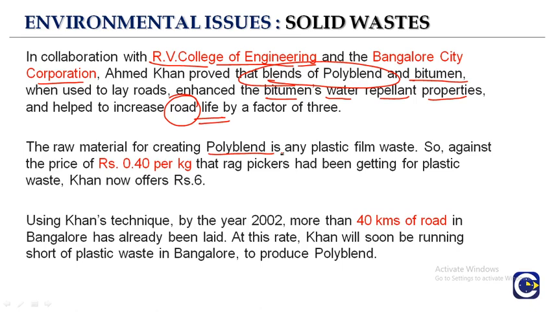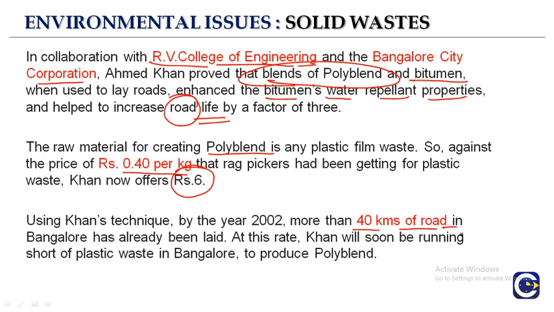the plastic is actually used up, right? The price of rupees 0.40 per kg that rag pickers had been getting for plastic now offers rupees 6. And because of this technique, by the year 2002, more than 40 kilometers of road in Bangalore had been laid with polyblend and bitumen.